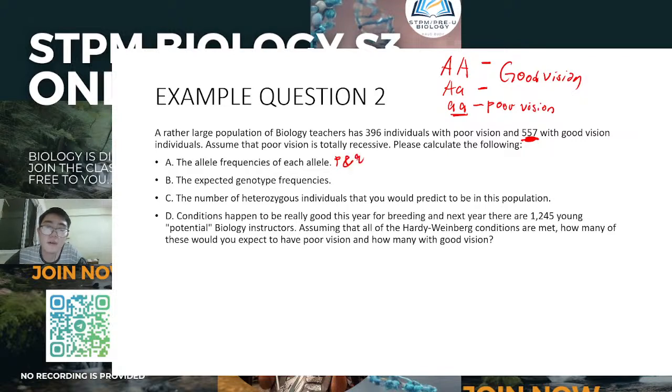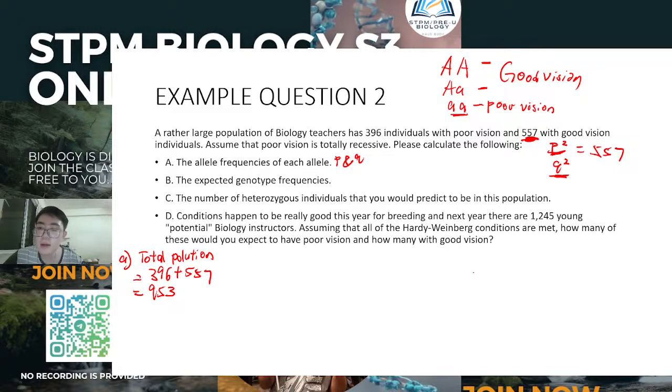From here you don't know your total population, right? So you need to add 557. Use your calculator: 396 plus 557 equals 953. So this is your total population. You need the total population, and then you can calculate. I said you want to calculate P or Q first. Why can you not calculate P square first? Because you might say 557 is good vision, so P square equals 557. Is it correct or not? My answer is no.